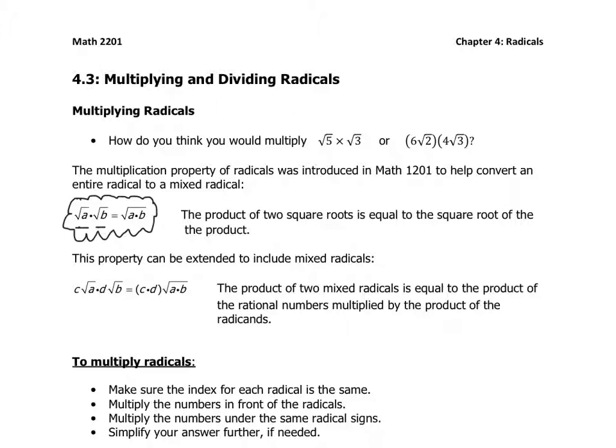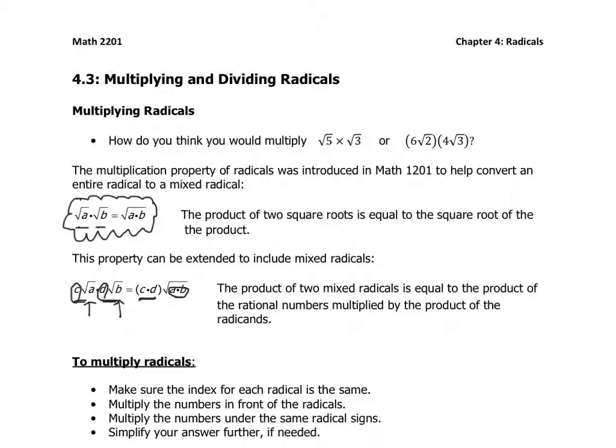And that property can be extended if there's numbers out front as well. The numbers out front will get multiplied to give you the product of C and D, and then the radical parts will get multiplied to give you the same radical sign of the product of those numbers under the radical sign.